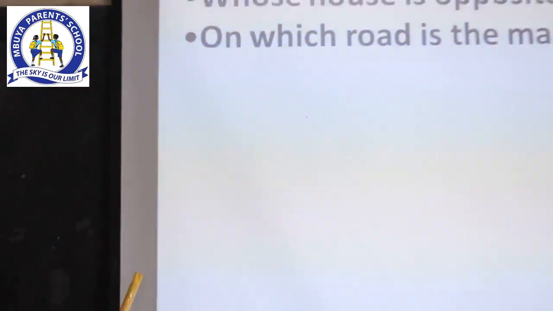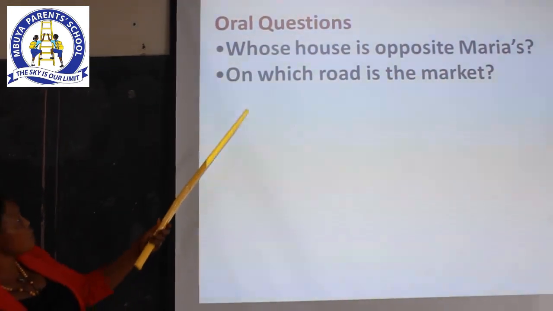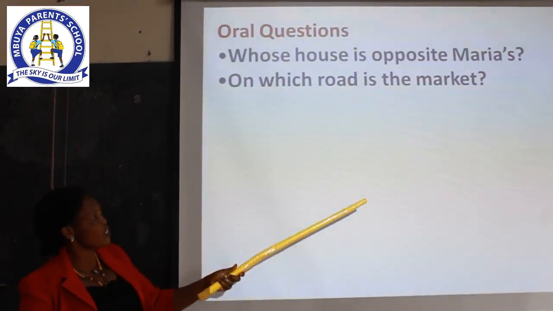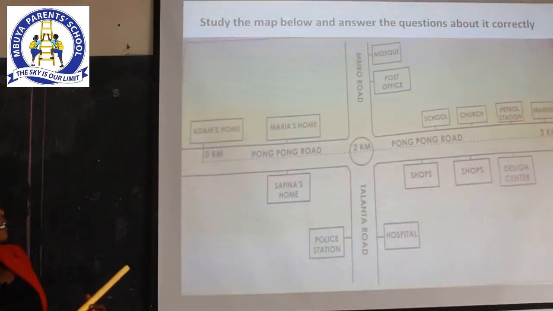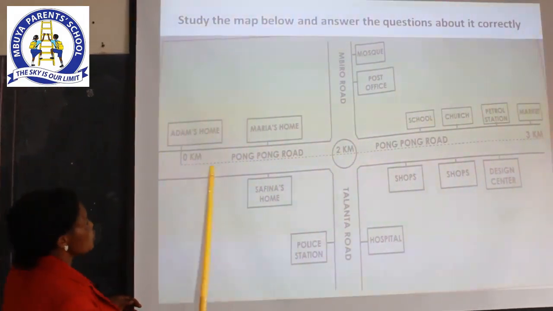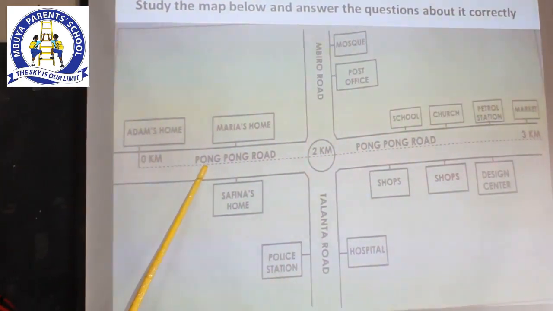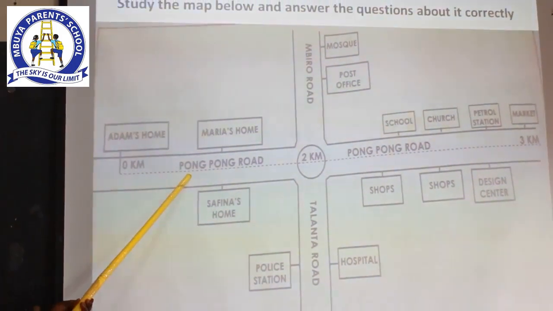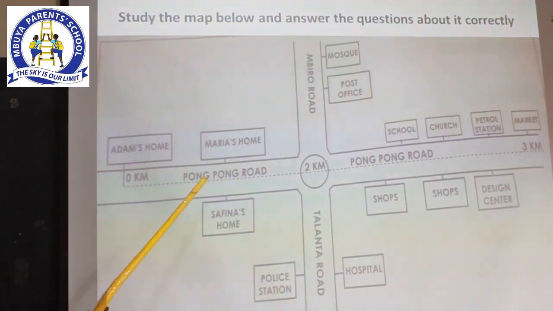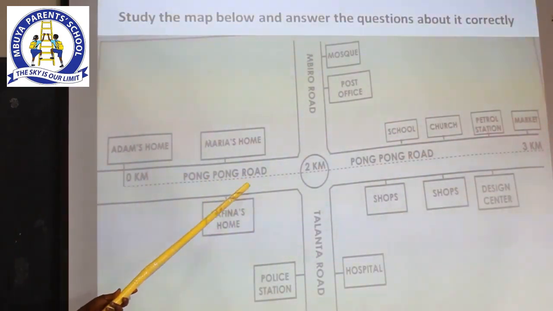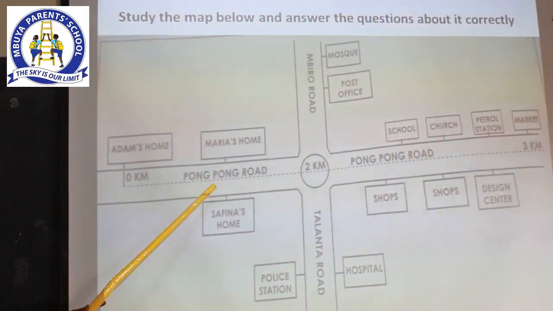We want to look at another question. It says, on which road is the market? We saw our map properly. Now, this is the road we have. Which road is this? Is it Kampala Road? No, thank you. It is Pong Pong Road. Repeat after me. Pong Pong Road. So the question says, on which road is the market?